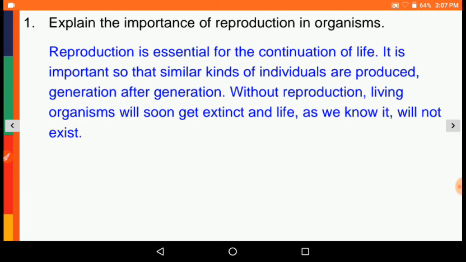Reproduction is essential for the continuation of life. It is important so that similar kinds of individuals are produced generation after generation. Without reproduction, living organisms will soon become extinct and life as we know it will not exist.